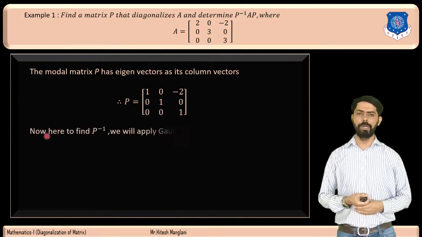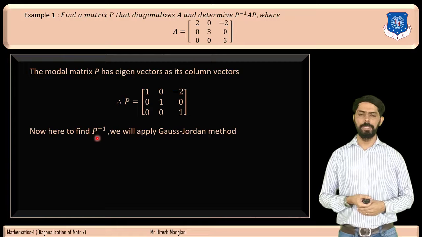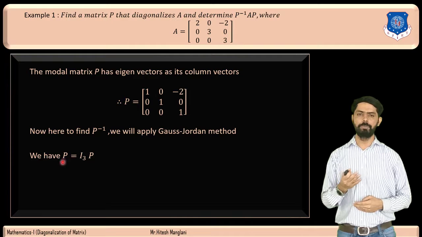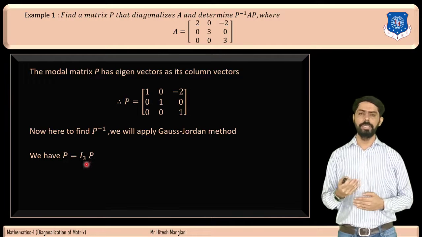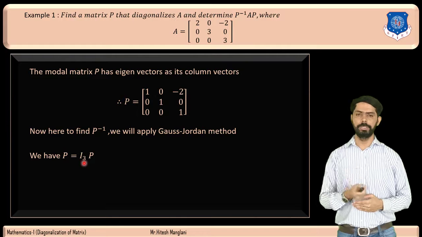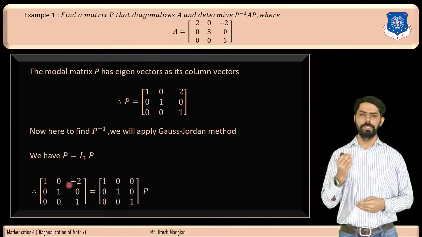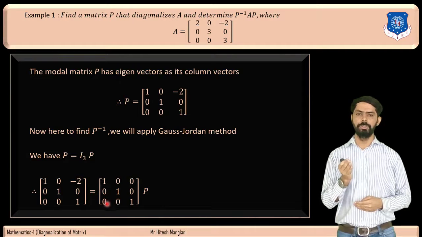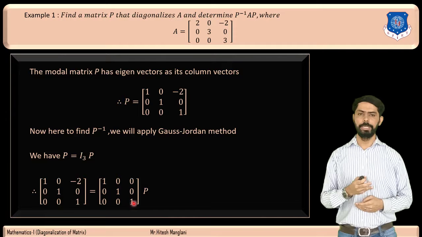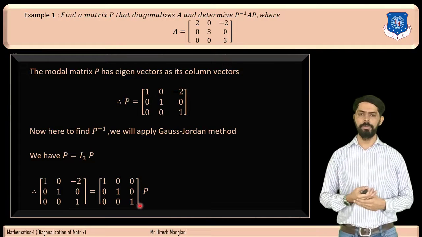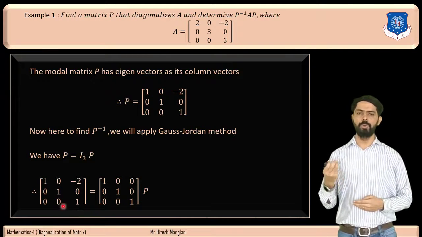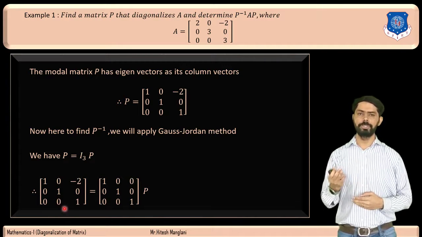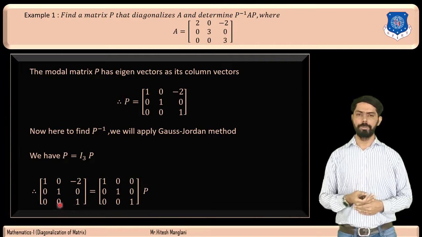Now the next step is to find P inverse. So to find P inverse we will apply the Gauss-Jordan method. So we have P is equal to I3 into P, where I3 is an identity matrix of order 3 by 3. Here P is 1 0 0, then 0 1 0, minus 2 0 1, is equal to the identity matrix 1 0 0, 0 1 0, 0 0 1, into P. Now we will have to convert P into the identity matrix using row operations, and the same row operations we will have to apply on the right hand side also.